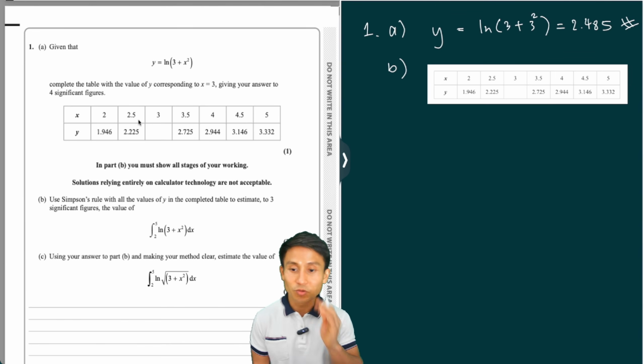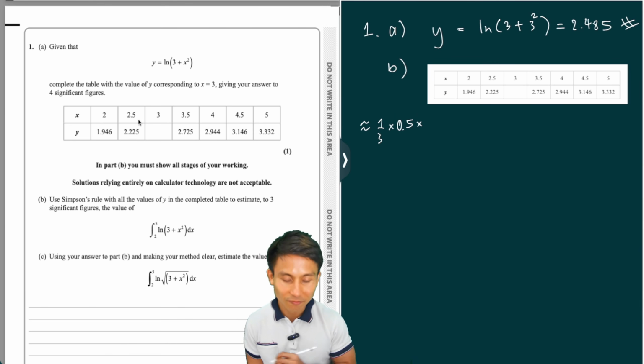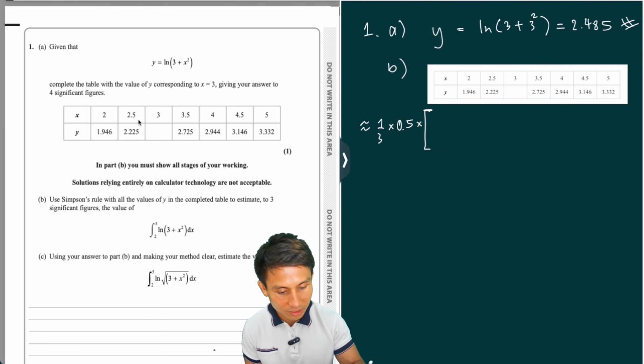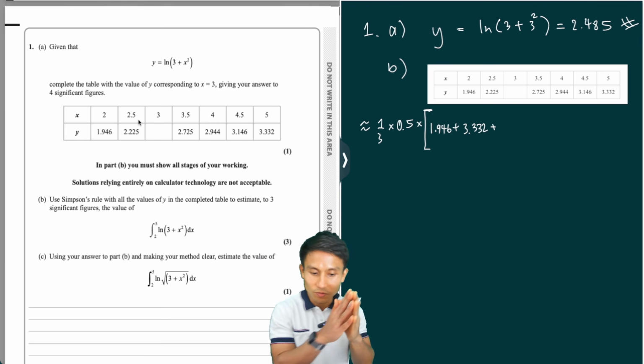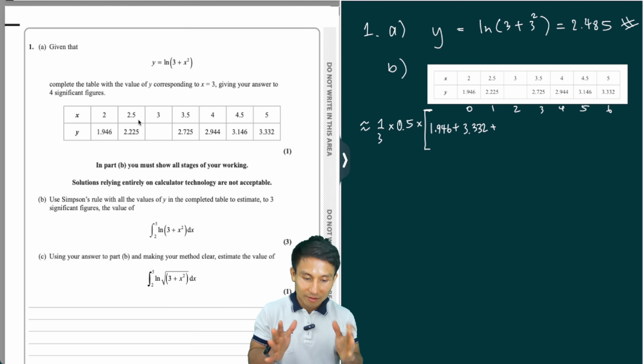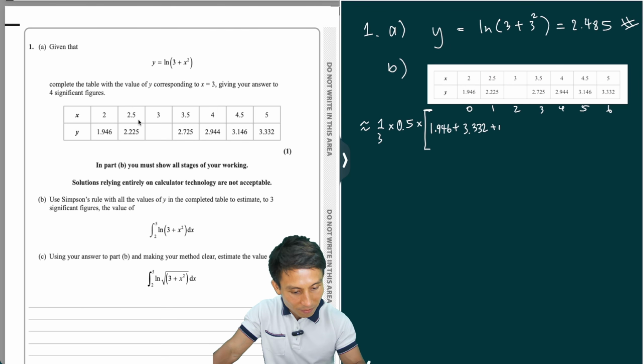Now it's similar to trapezium rule here. It's just that instead of a half, you multiply by a third, and then of course the strip width, which is 0.5, right? And then in the big brackets here, you would have to add the first one, which is 1.946, with the last one, which is 3.332. And then now there are 2 other groups. The first group, if you label the number here, 0, 1, 2, 3, 4, 5, 6, we take the odd ones, which is this one, and this one, add them up and multiply by 4.